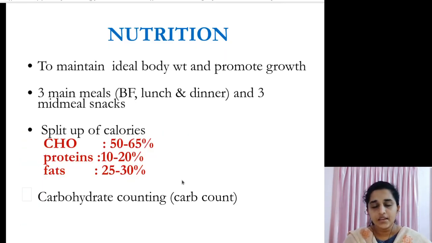Next point is about the nutritional aspects. It is very important to maintain a proper nutritional status of the child, to maintain ideal body weight and promote growth. It is recommended to have 3 main meals and 3 mid-meal snacks. So we have to split the calories of the entire day into carbohydrates 50 to 65%, proteins 10 to 20%, and fats 25 to 30%.